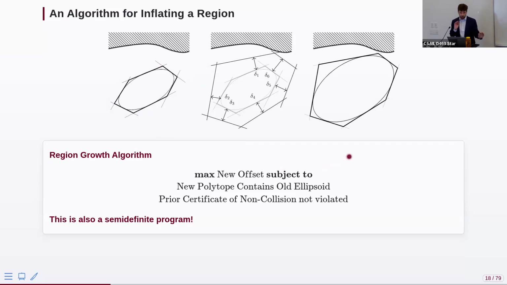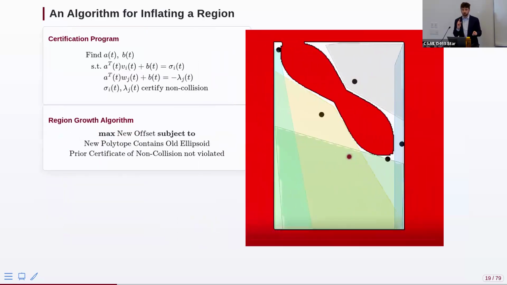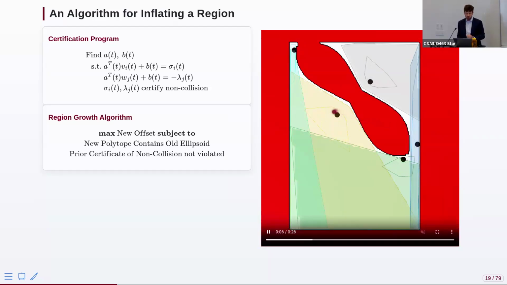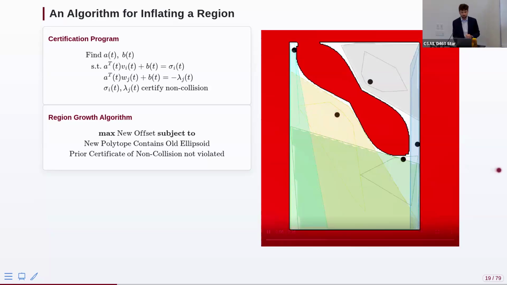And then I also need to not violate the proof that this guy is not in collision. And so if you crank through all of this, you're going to see that you end up with another semi-definite program. And you can actually alternate between these two semi-definite programs to grow the regions. So here what I'm showing you is an animation where we started with a really tiny polytope centered at all of the dots. And over time, you can see that the polytopes are growing to fill out the entire space. So this is one way that you could use to generate a provable cover or a provable description of where the robot can be without colliding.